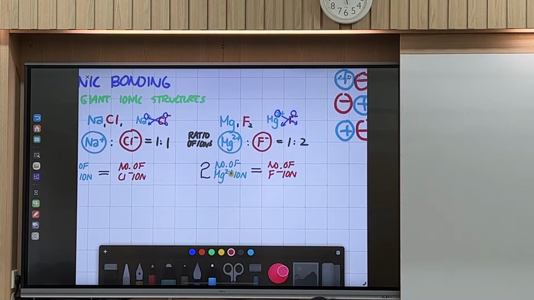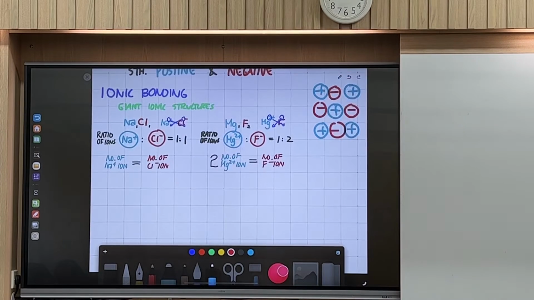You can put any number you like here. If you put 3, 2 times 3 gives 6. That means for every 3 Mg2+, you get 6 F-. You need to make sense of this ratio. You need to be able to make sense of this ratio. Don't interpret it in the wrong way.